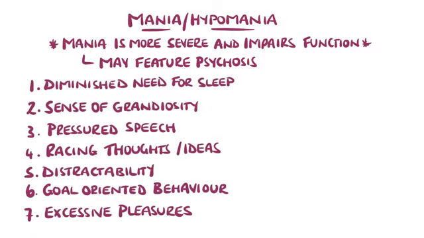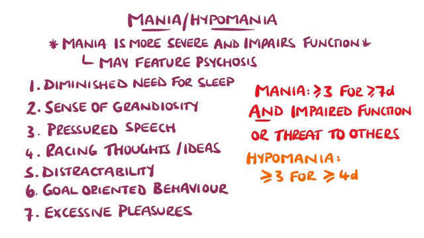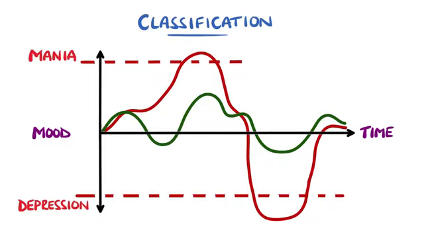For mania, this must last at least 7 days and be enough to impair normal functioning or pose a threat to others. Hypomanic episodes are similar, but need only 4 days and are observable to others but do not cause impairment in functioning. Based on these, there are 3 main types of bipolar disorder.